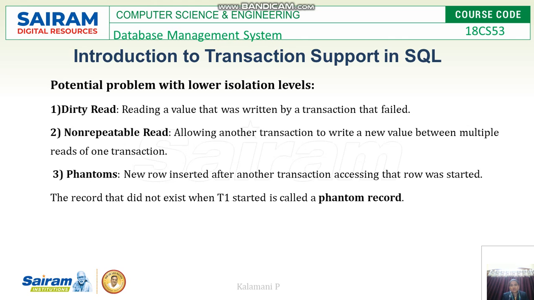Suppose previously there were 100 students. Then in between the transaction operation there are now 101. That is called a phantom record.